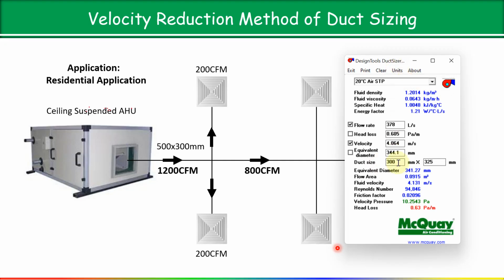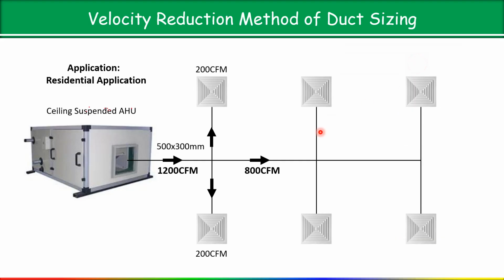See, for 300 height the width we have got is 350. Correct? As I told you, why are we not taking 325? Because the manufacturer fabricates the duct in some standard dimensions, right? So 300, 350, 400. That is why 325 is not available. So 350 by 300. As per 800 CFM air, the duct size which we have got is width 350, height 300.